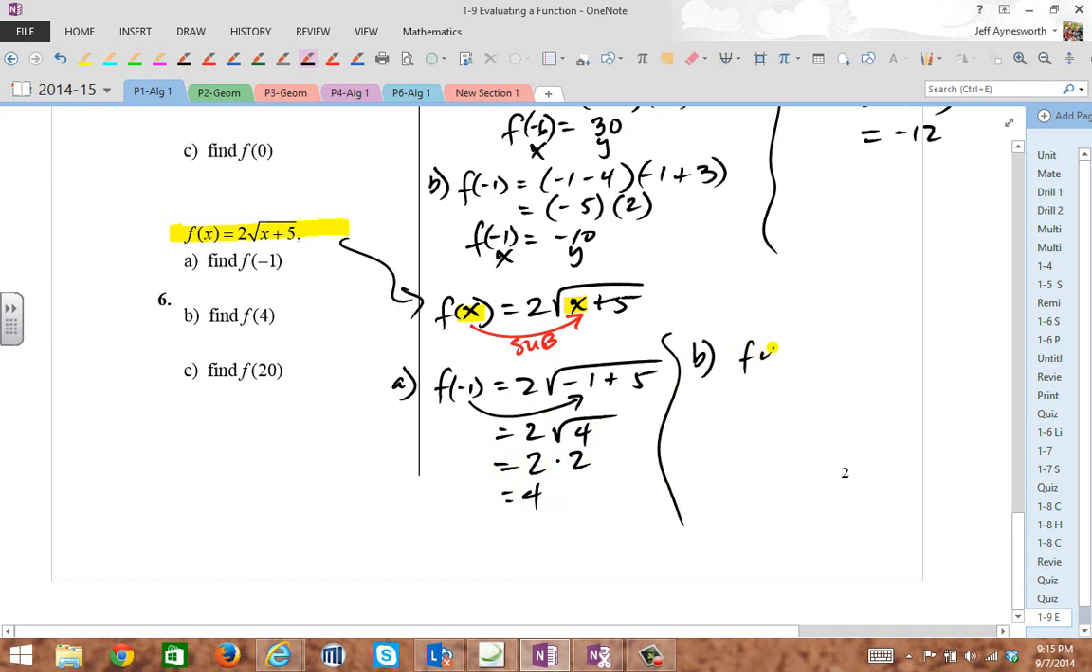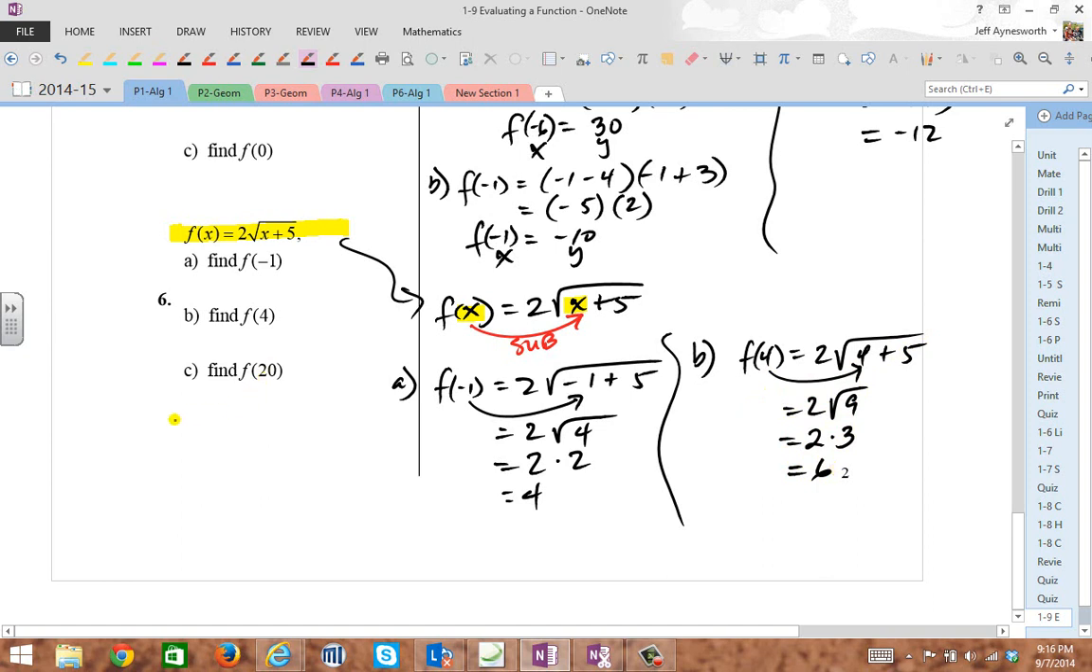Let's try to evaluate the function at 4 now. All right, 2 times the square root of 4 plus 5. Okay, substitute in 4. And that's 2 times the square root of 9. What's the square root of 9, everybody? That's right, it's 3, so you have 2 times 3 here, and that's 6. And that's all there is to it, man.